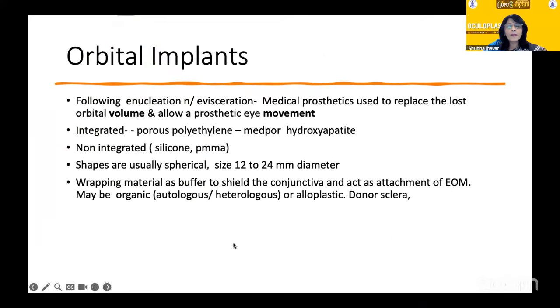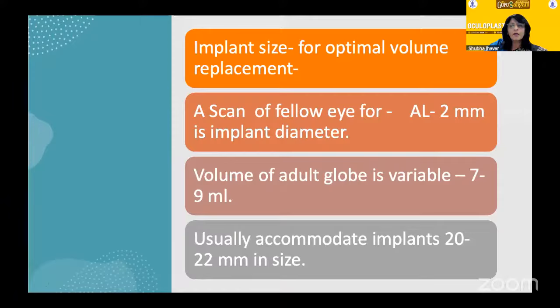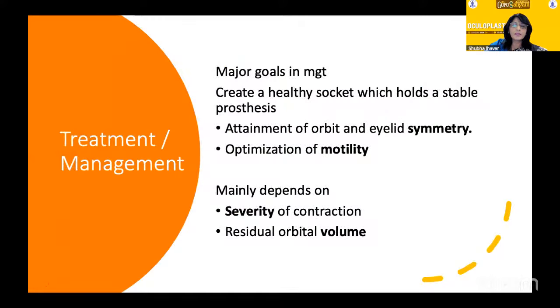Now, orbital implants, following enucleation and evisceration, we are using these to replace the volume loss. And there are two types, that is integrated Medpor implants you get, or nowadays very easily available non-integrated silicone or PMMA implants. And implant size is important for optimal volume replacement. Now, this can be found out by the A-scan of the fellow eye. So deduct 2 millimeters from this implant diameter, and you get the size of the implant that needs to be put. Usually 20 to 22 millimeters is sufficient.